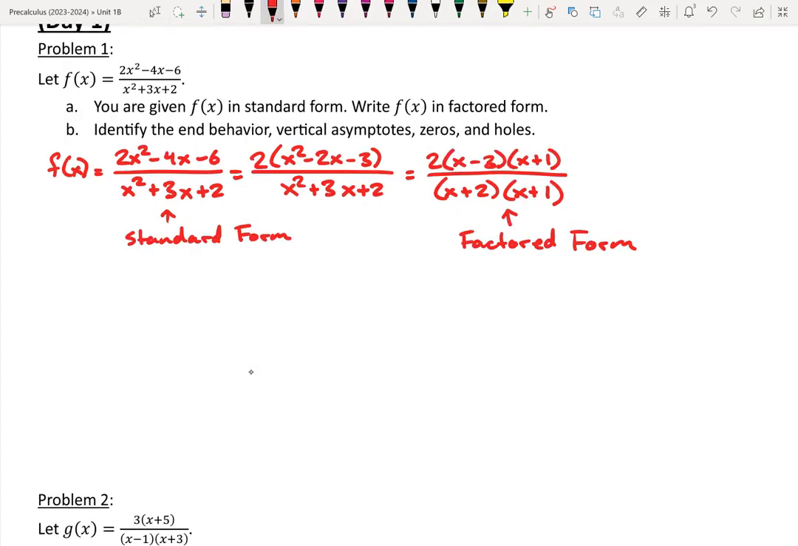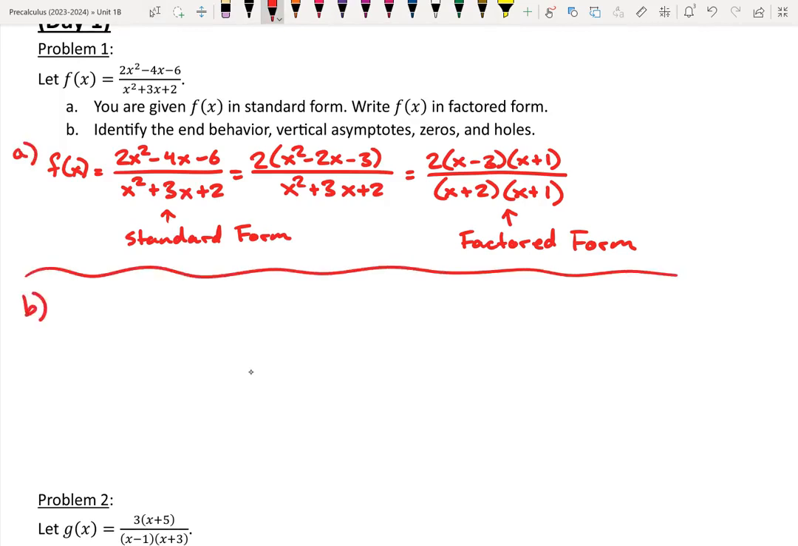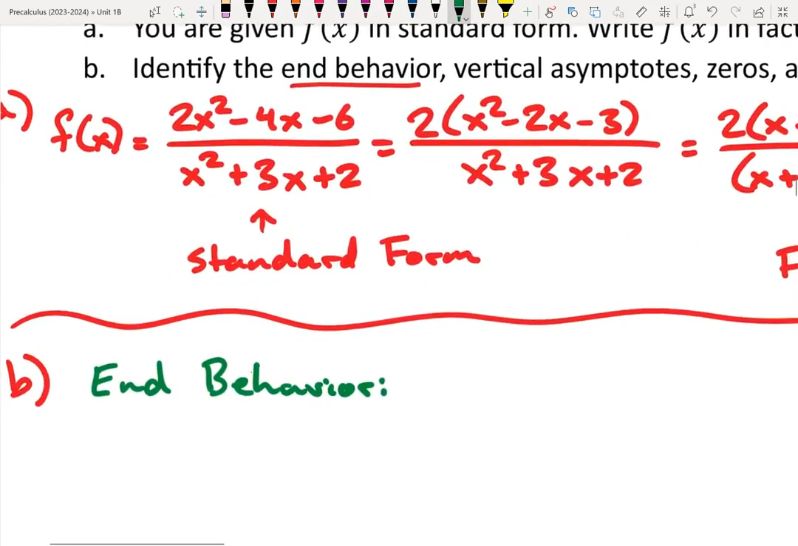So this was part A, and in part B it says to identify the end behavior, vertical asymptotes, zeros, and holes. We don't need to worry about limit notation, except maybe for the end behavior, but we want to identify that information. So, starting with the end behavior, this is using our powers here.